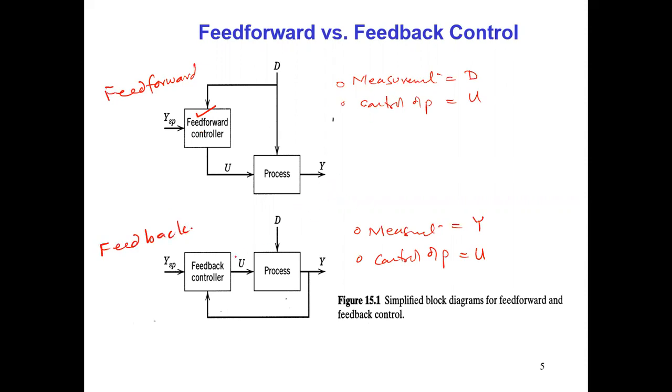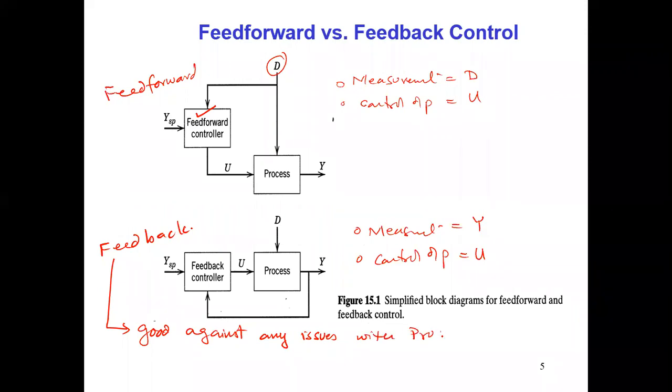Okay, now practically feed forward control is good in rejecting D. Feedback control is good against, let me write it down, usually any issues with the process model, with the process. For example, we are talking about the process model. Maybe the process is not very accurate. We may have some measurement issues, okay, model uncertainties. But while feed forward control is very good against disturbances.